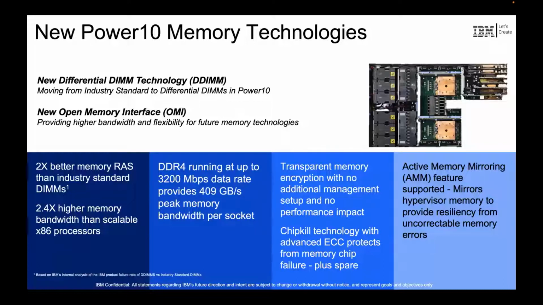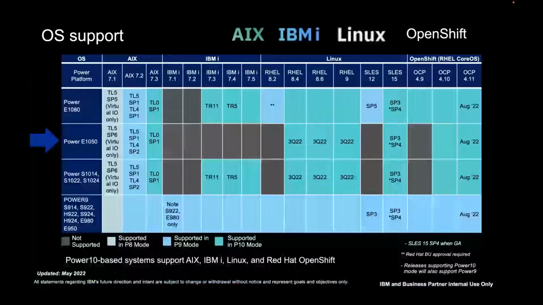And then lastly, active memory mirroring was on the mid-range and high end. That's hypervisor memory, and that's where we keep track of and manage all of our partitions. And if a memory failure did happen and it was in hypervisor space, AMM prevents that from taking a box outage, and now that's across the line.